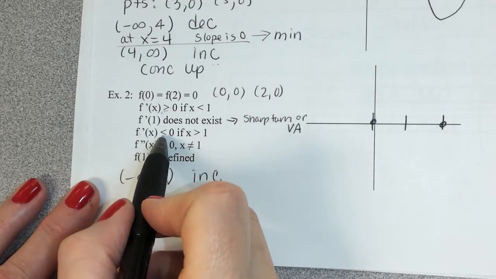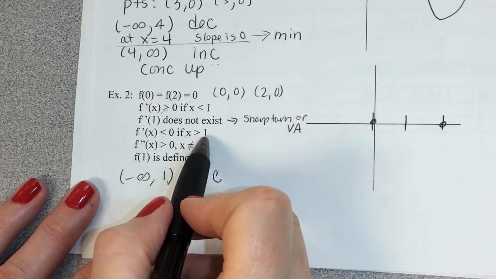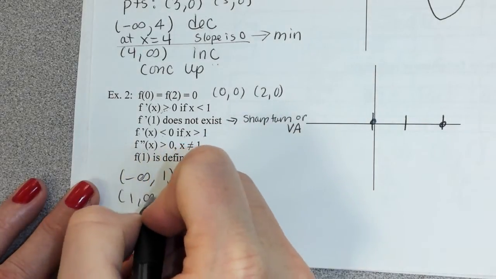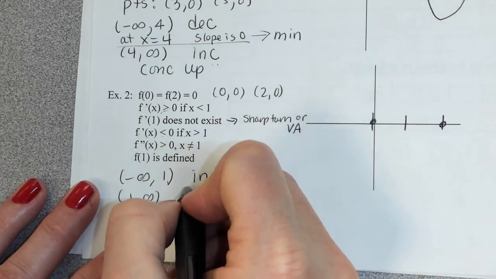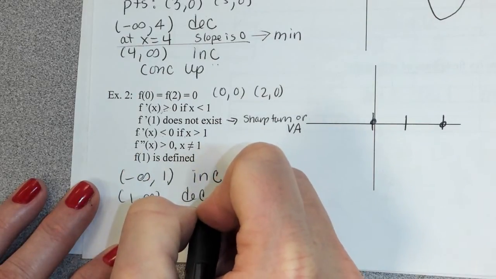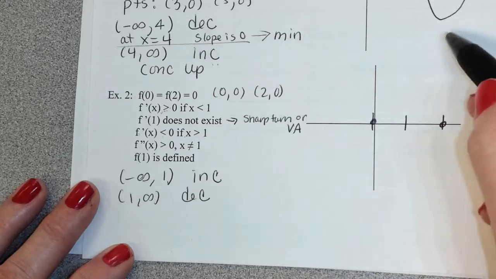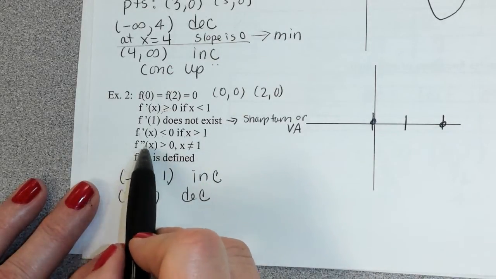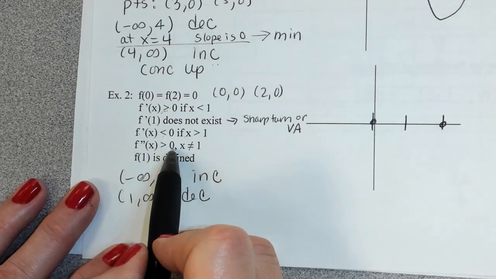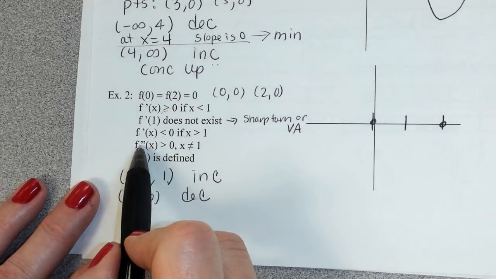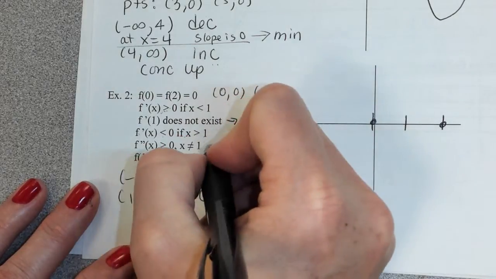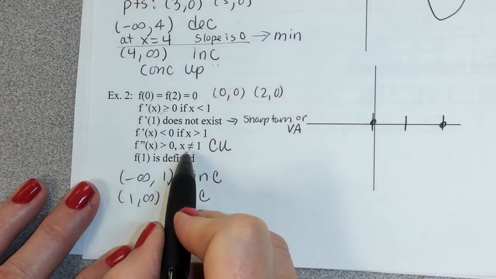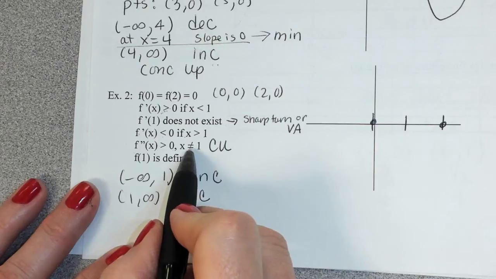F prime of x is less than 0 if x is greater than 1. So that's telling us from 1 to infinity, our slope is negative, so we're decreasing. So on this one, we have to go increase to decrease somehow. F double prime is greater than 0. What's F double prime again? Is that slope or concavity? So this is going to have to be concave up, but not at 1. So something weird is happening at 1.